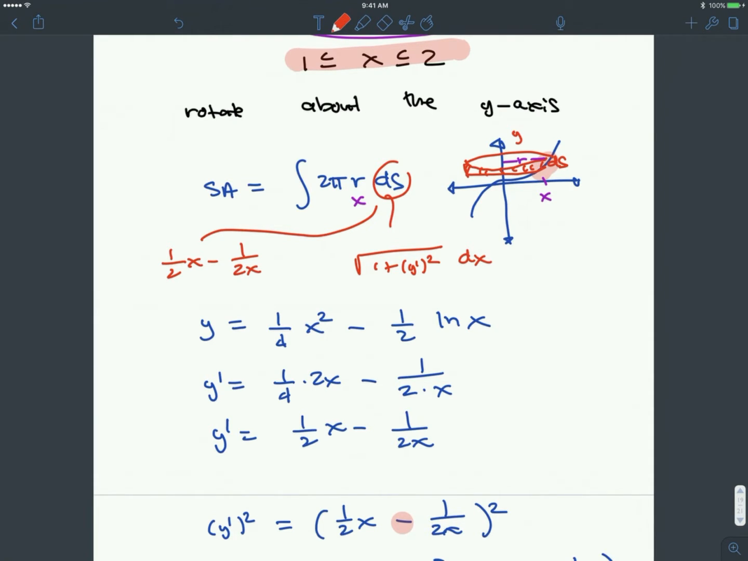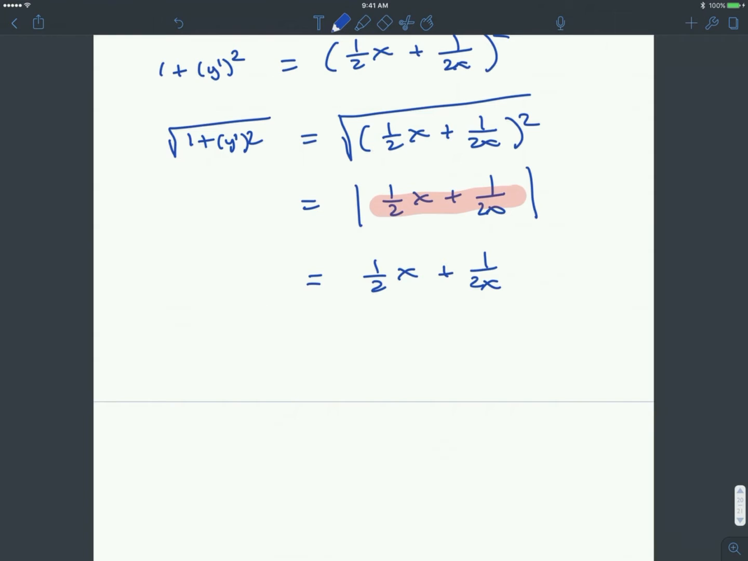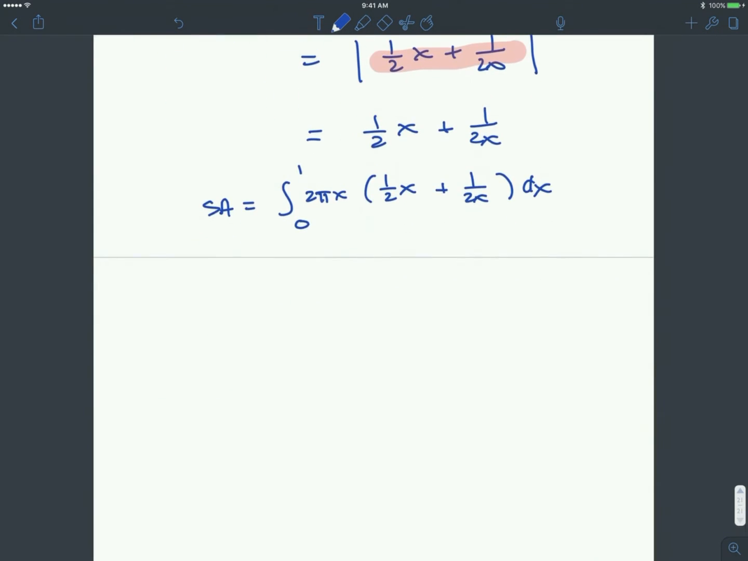So let's see what happens here with this integral. We get 2 pi x times 1/2 x plus 1 over 2x dx from 0 to 1. This is our surface area. Now, if we factor out the 2 pi and distribute the x, we get 1/2 x squared plus 1/2 dx. I can factor out the 1/2, which gives me pi times the integral of x squared plus 1 dx, x from 0 to 1.